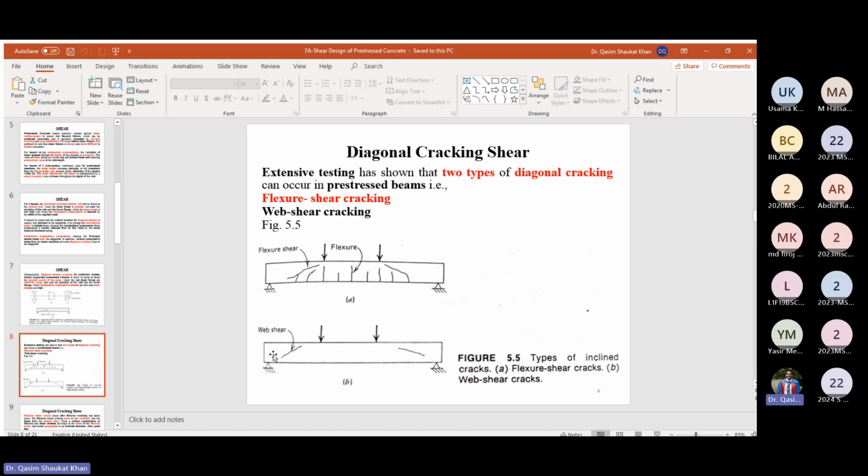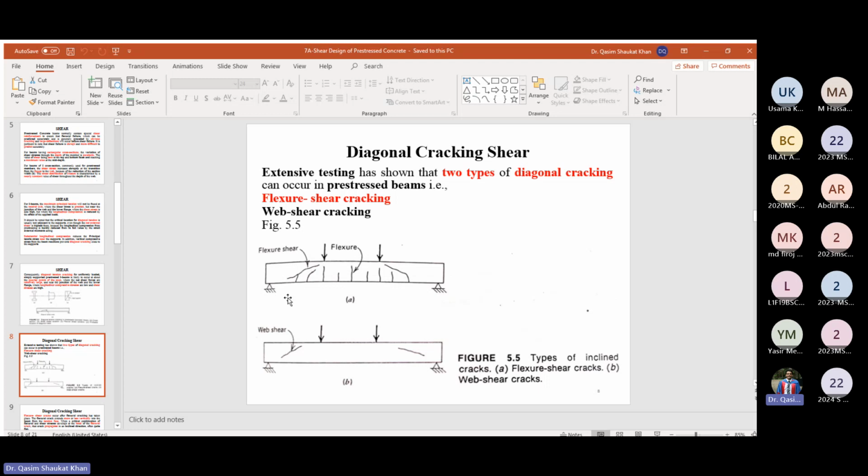Fine. The shear is based on structural mechanics, that shear is maximum at 45 degrees with respect to the longitudinal. So these are the web shear cracks, which are approximately 45 degrees to the longitudinal axis. So we have flexural cracks and we have web shear cracks.